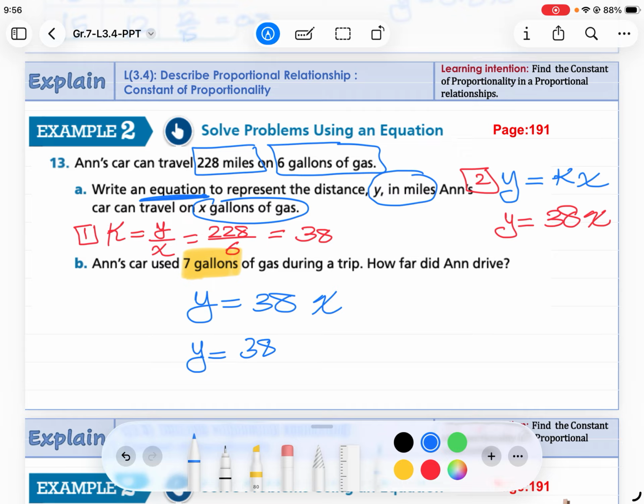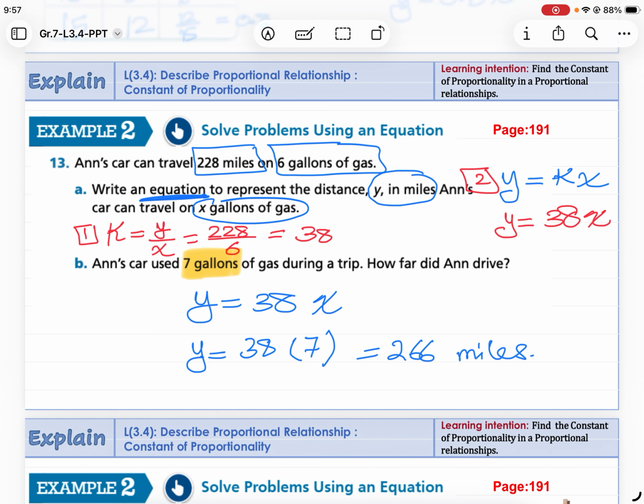We know it's 7 gallons, so 38 times 7. Okay, guys, as you noticed here, this is a way to write multiplication. Instead of writing a dot, or x, you can also use parentheses. When you have nothing between them, it's multiplication. So now we know that 38 times 7 is equal to 266 miles. Don't forget to put the unit at the end. So this is how far Anne drove on 7 gallons of gas.